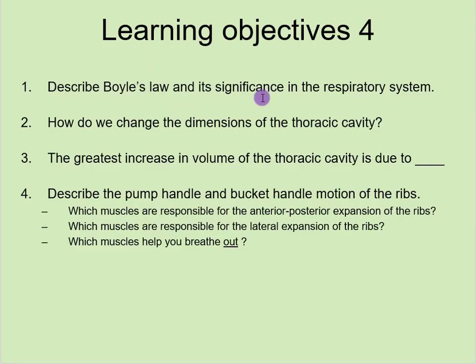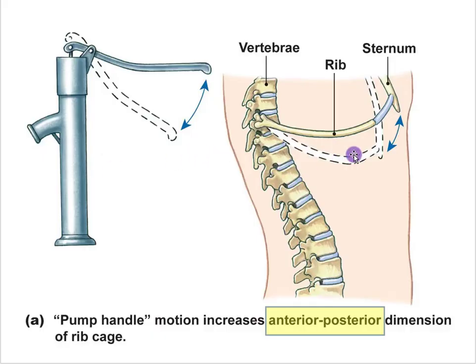We looked at Boyle's law and its significance. We talked about dimension change in the thoracic cavity. The greatest increase in volume of the thoracic cavity is due to the bottom dropping out because the diaphragm contracts. Okay. The last thing is to describe this pump handle and bucket handle motion of the ribs. So let's look at that. So here are my ribs. What I want you to see is that this is a pump where you're kind of pumping it this way for water to come out.